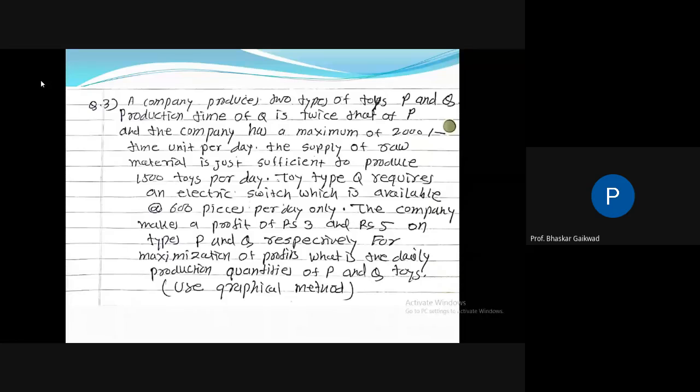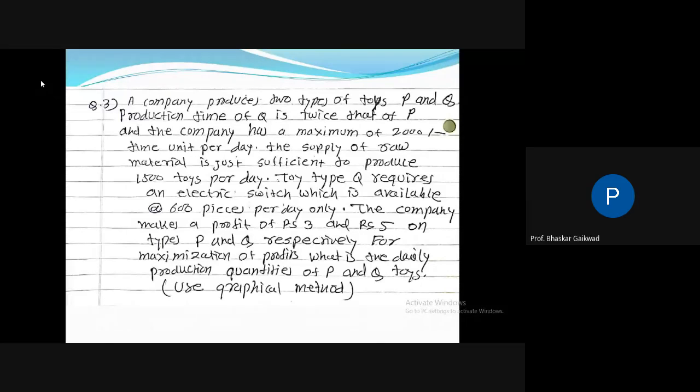For maximization of profit, what is the daily production quantity of P and Q toys? Use graphical methods. Here again a formulation of a linear program is there, depending upon P and Q for maximization of profit, subject to the given constraints. You have to calculate the profit maximization based upon the graphical methods. Okay, so this is assignment number 4.